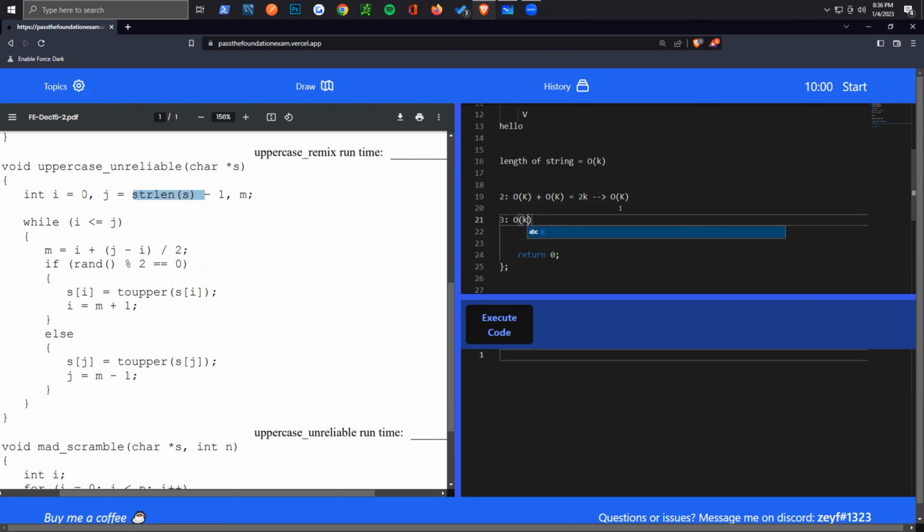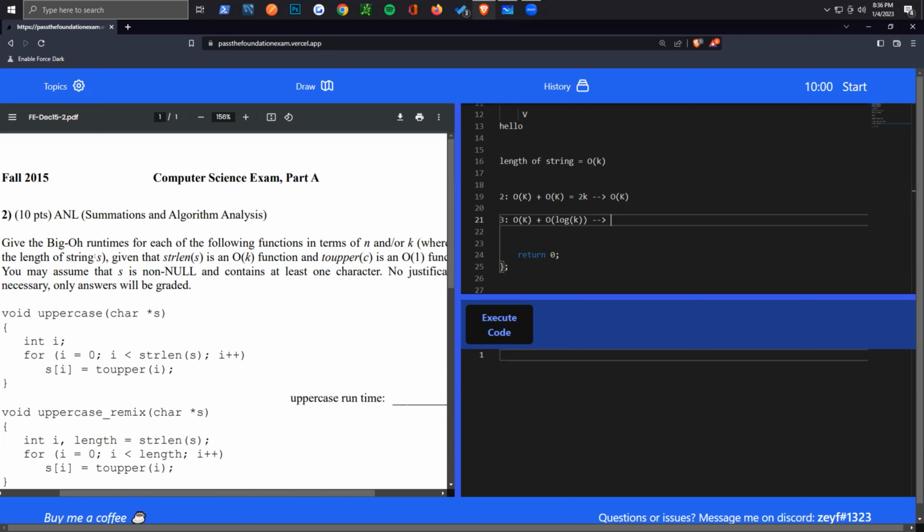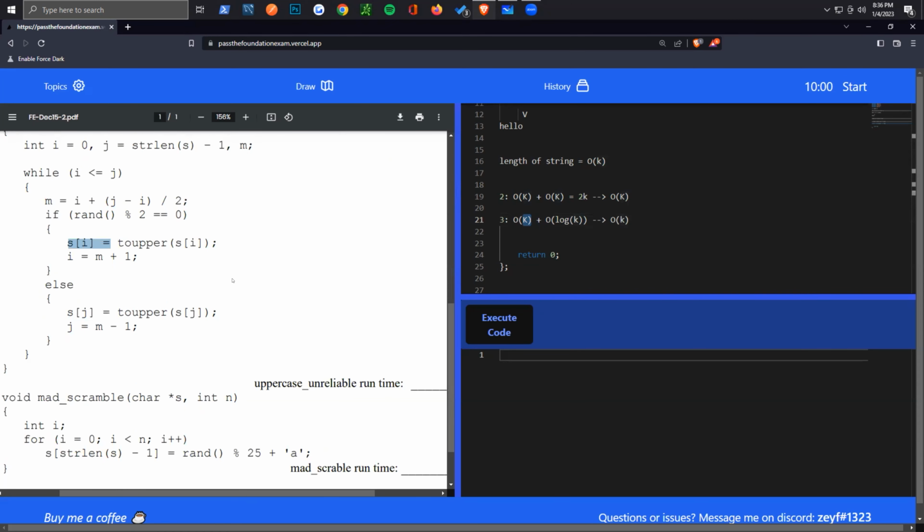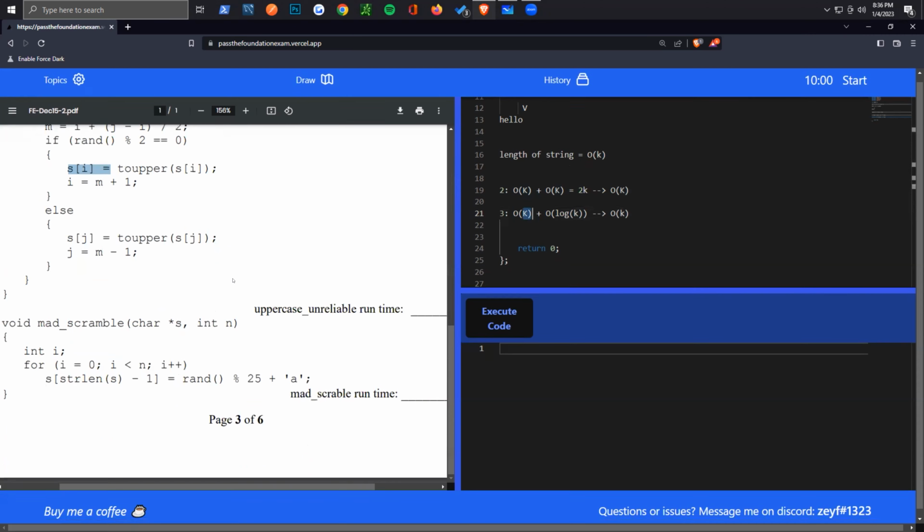So we have O of k plus, and again, we also have another factor, but this here is going to be log of k. And yeah, it's just reassigning stuff. And I don't know if they want it to be just overall. Yeah, just big O. So let's just say O of k overall, because k is bigger than log of k. All right, so now we can go to the next one.